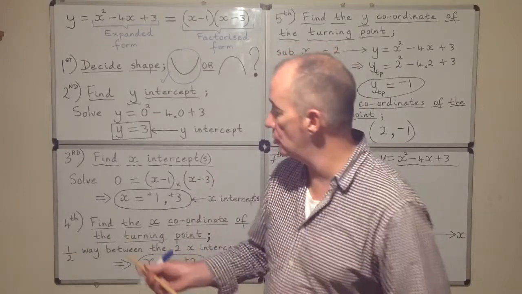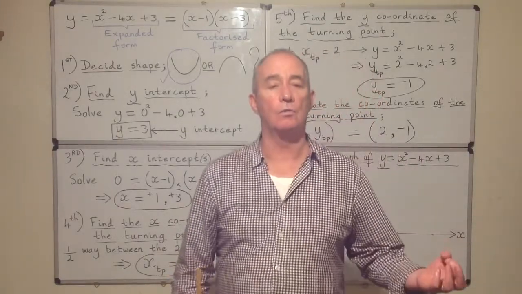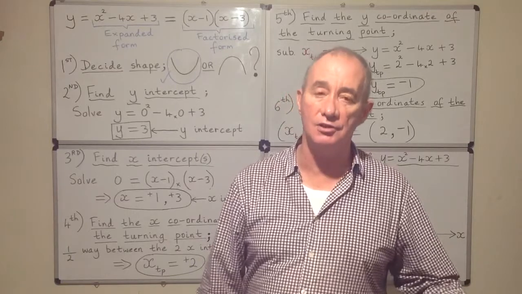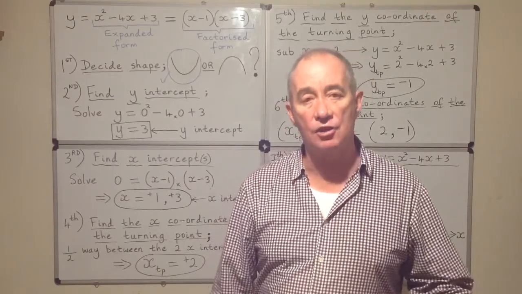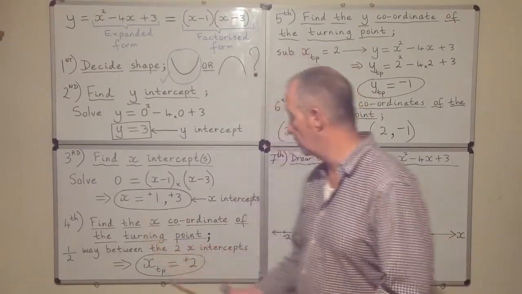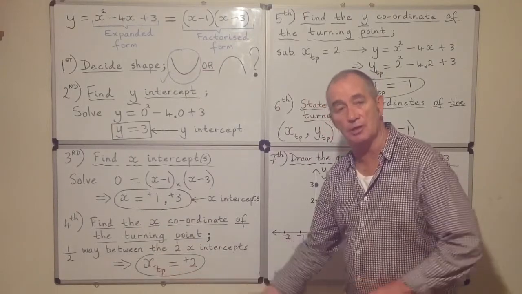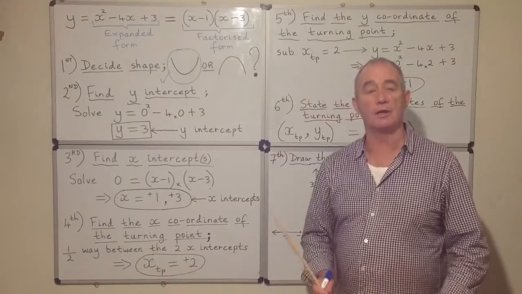Our two x-intercepts are positive 1 and positive 3. What's exactly halfway between positive 1 and positive 3? Well, it's easy on this occasion, isn't it? It's positive 2. So the x-coordinate of the turning point will be x equals positive 2. I've written that there: x subscript TP, TP for turning point, x TP equals positive 2.